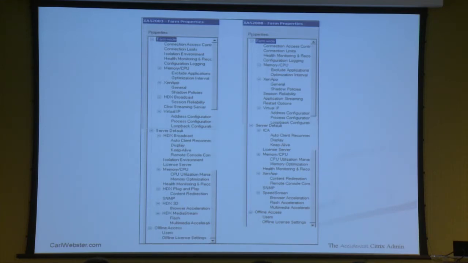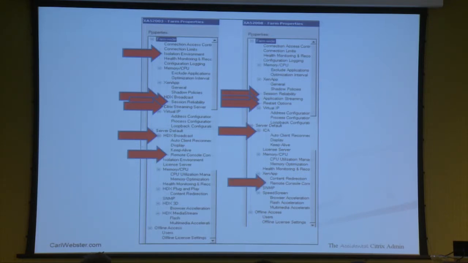2003 and 2008 are completely different. 2003 has isolation environment, uses HDX broadcast, but over in 2008, the session reliability is its own main node. It's not a subnode. One calls it Citrix streaming server, the other calls it application streaming. And in 2008, we got restart options. One uses HDX broadcast, one uses ICA. Remote console connection, different location.